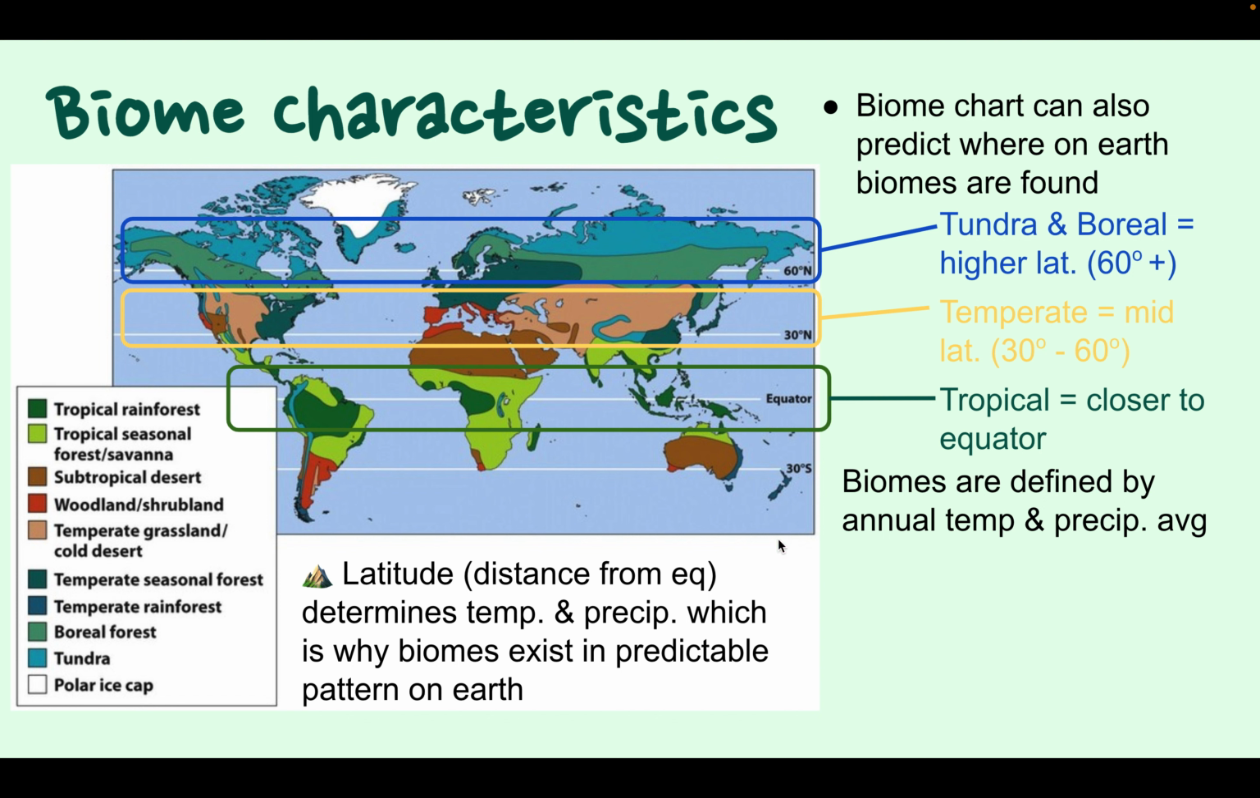If you don't know the term latitude, you do need to know that. This is the distance from the equator. This is what determines temperature and precipitation, which is why biomes exist in predictable patterns. We'll talk more about latitude when we get to unit 4 and why temperature and precipitation happen specifically in certain areas. Like, why is it so rainy around the equator? We'll talk about that more in unit 4, but at this point just know that the latitude is determining the temperature and the precipitation, and that's what makes the biome exist in that region.